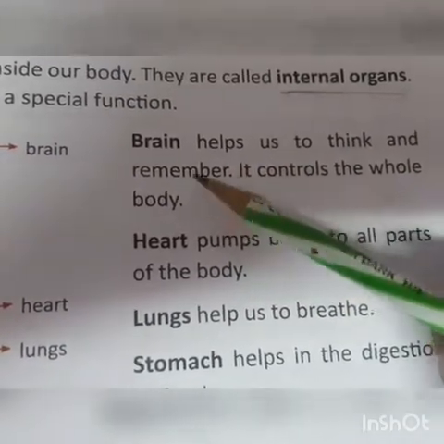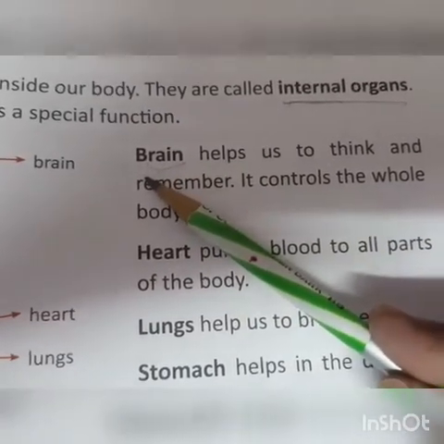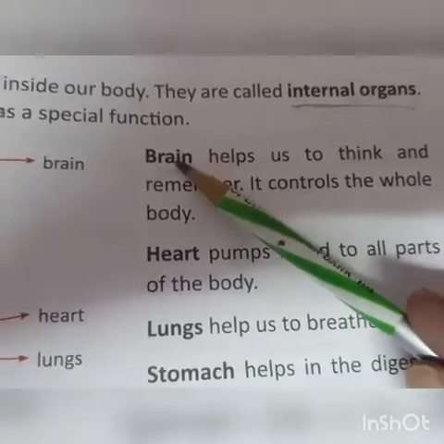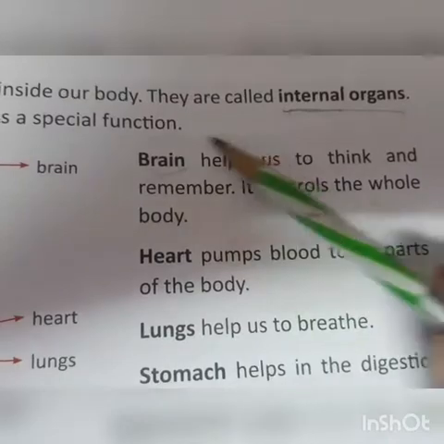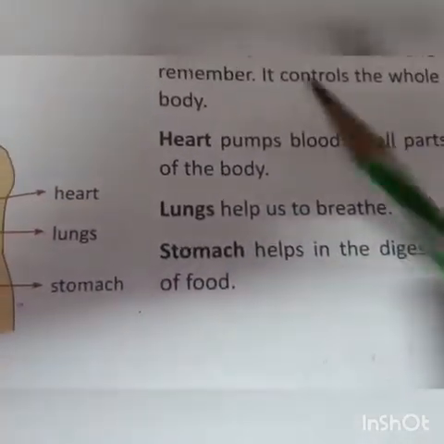Hamare pure body ka control kiske paas hota hai? Brain ke paas hota hai. Jaise computer hota hai, to computer ka control kiske paas hota hai? CPU ke paas. Aise hi hamara brain kya hai? ब्रेन हमारा सीपीयू के जैसा है कि सारा कंट्रोल ब्रेन के पास है हमारे बॉडी का. सेकंड इज द हार्ट.